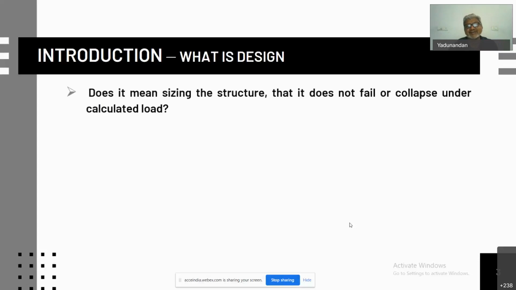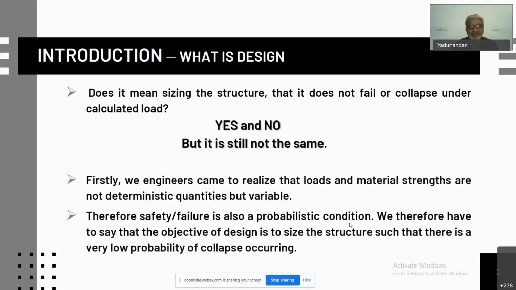Does it mean sizing the structure so that it does not fail or collapse under calculated load? The answer said no for this question. But it's still not the same as just sizing the structure for collapse under calculated load, because we engineers came to realize that loads and material strengths are not deterministic quantities but variables. Therefore, safety or failure is also a probabilistic condition.